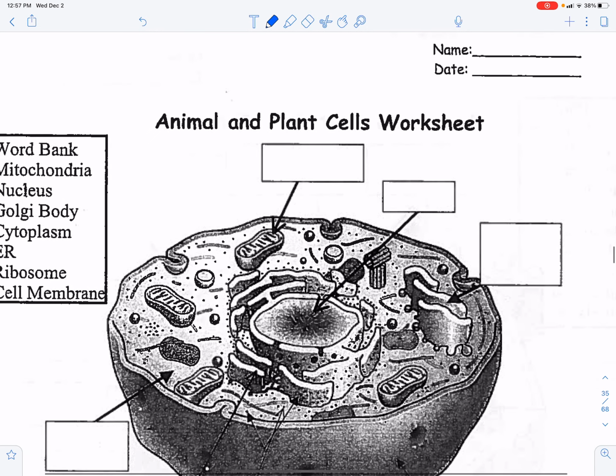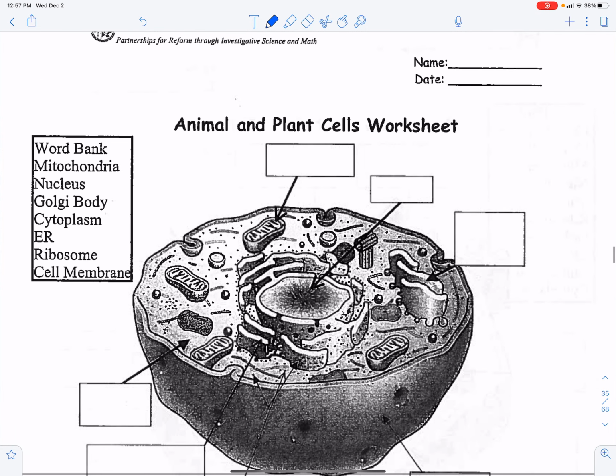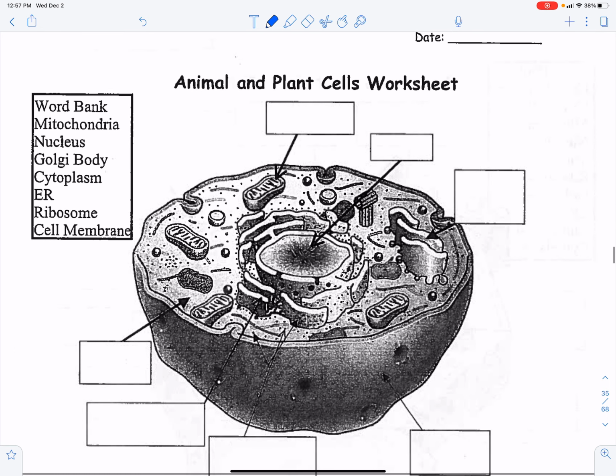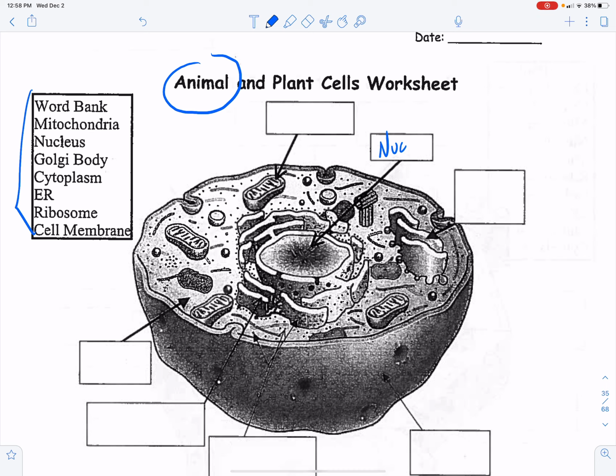So, once again, first question is animal or plant cell. This particular one is going to be an animal cell, because when I look here at the list of parts, I don't see the three things we talked about earlier. So let's talk about each one. We'll label them as we go. Here's the nucleus. Nucleus means center. Atoms have a nucleus as well.